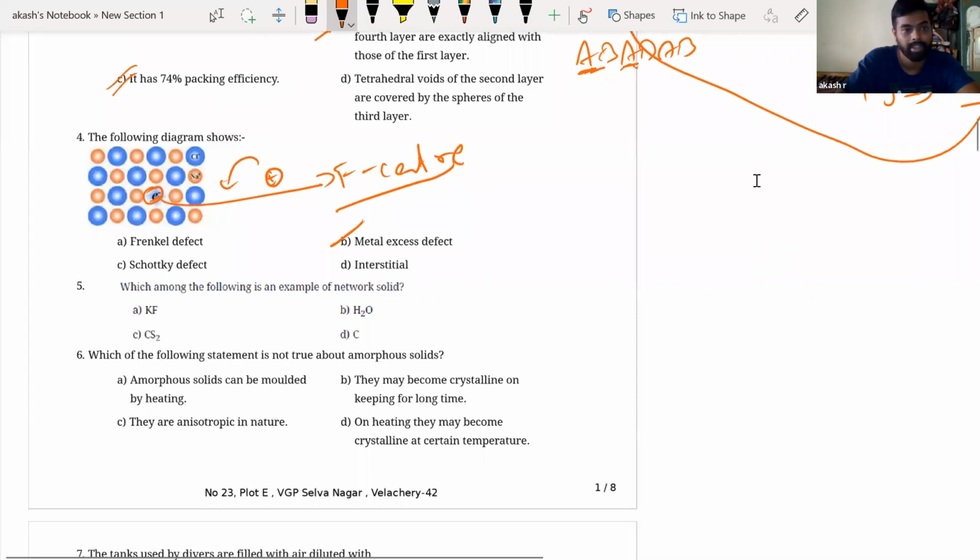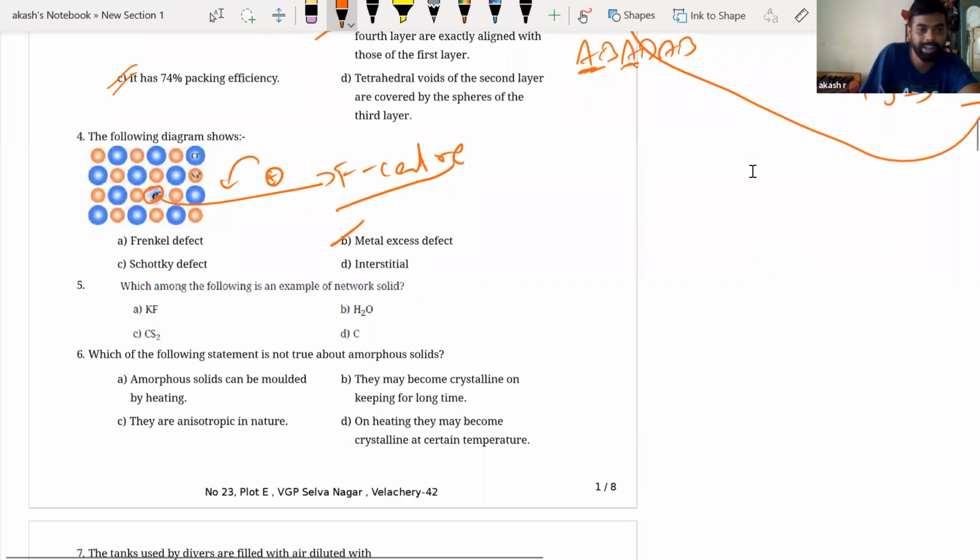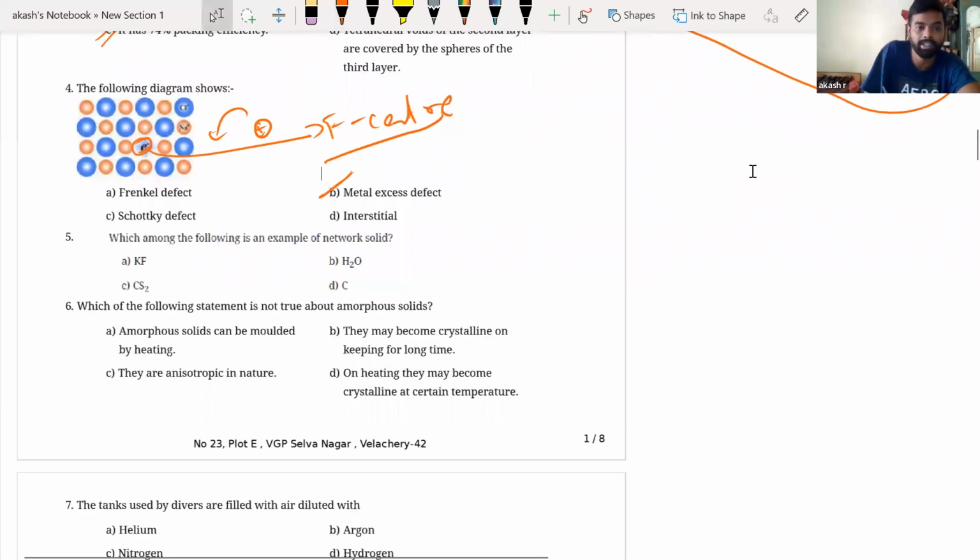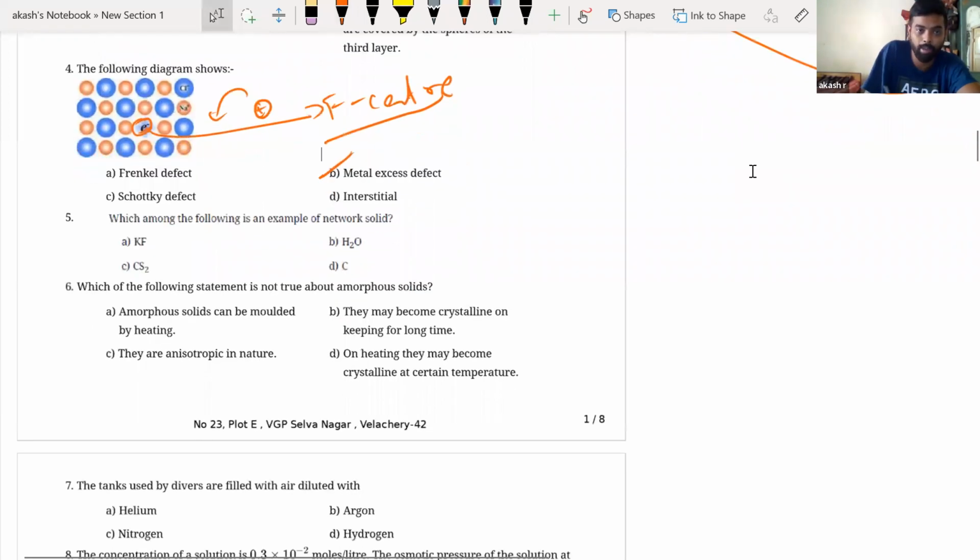Right? Next. Which of the following is an example for network solid? We need to have a large network of covalent bonds. So it is definitely going to be carbon in the form of diamond or graphite, right?